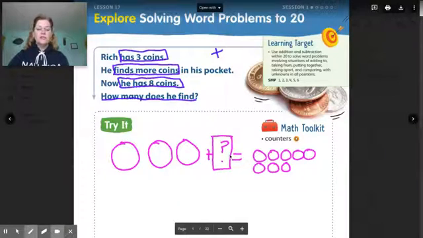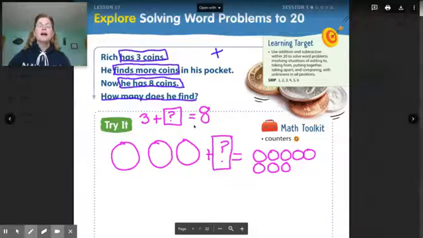One thing that I forgot to do, and I apologize for this, we forgot to write our number sentence. 3 coins plus some coins, don't know how many, equals 8. Now, please remember, if you think I'm going too fast, just hit pause. I'm not going anywhere. You can rewind me until you're sick of hearing my voice, although I hope you don't get there.